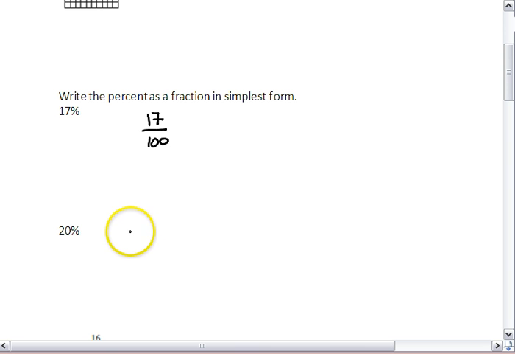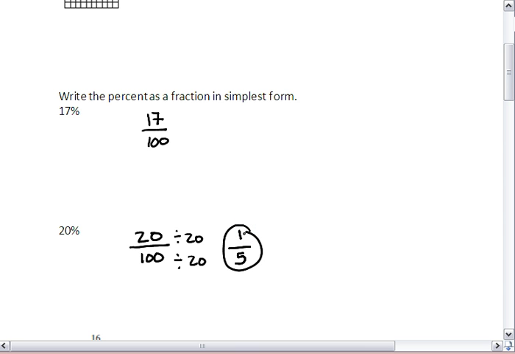20 over 100. So this is 20%. This one can be reduced. I can divide both the top and bottom of this fraction to simplify it by 20. 20 goes into 20 one time, and 20 goes into 100 5 times. So in simplest form, this would be 1/5, or 20%.